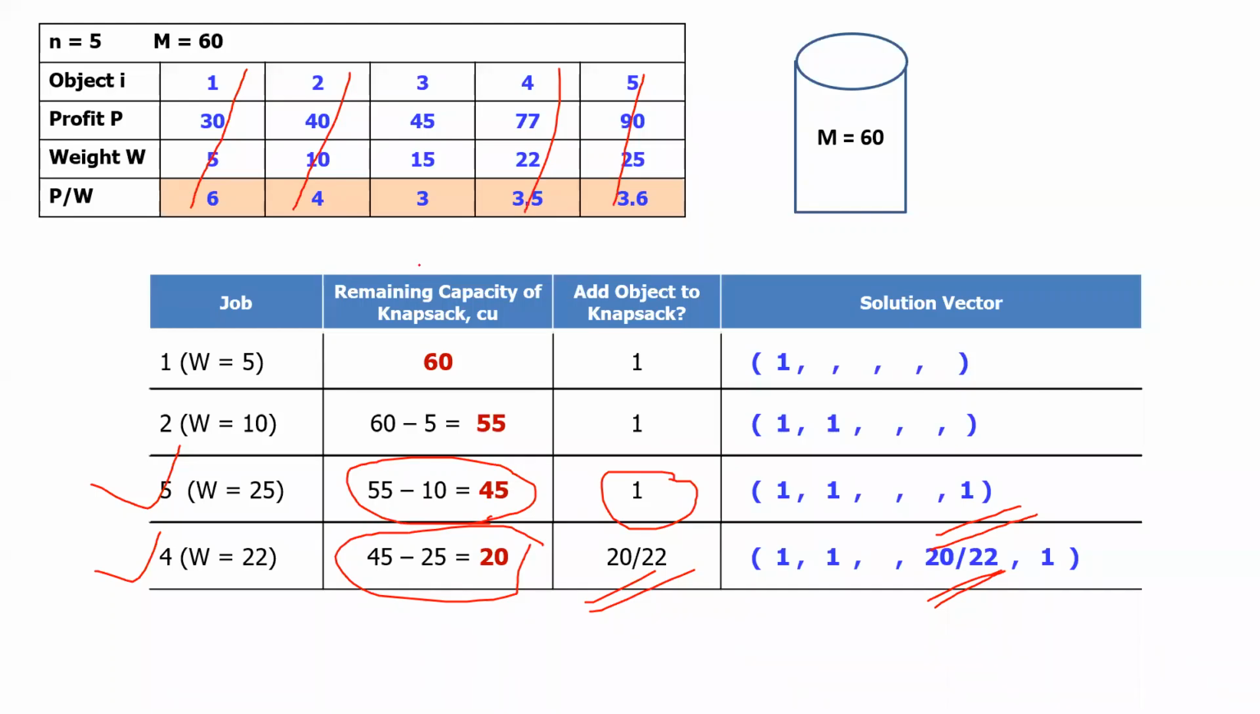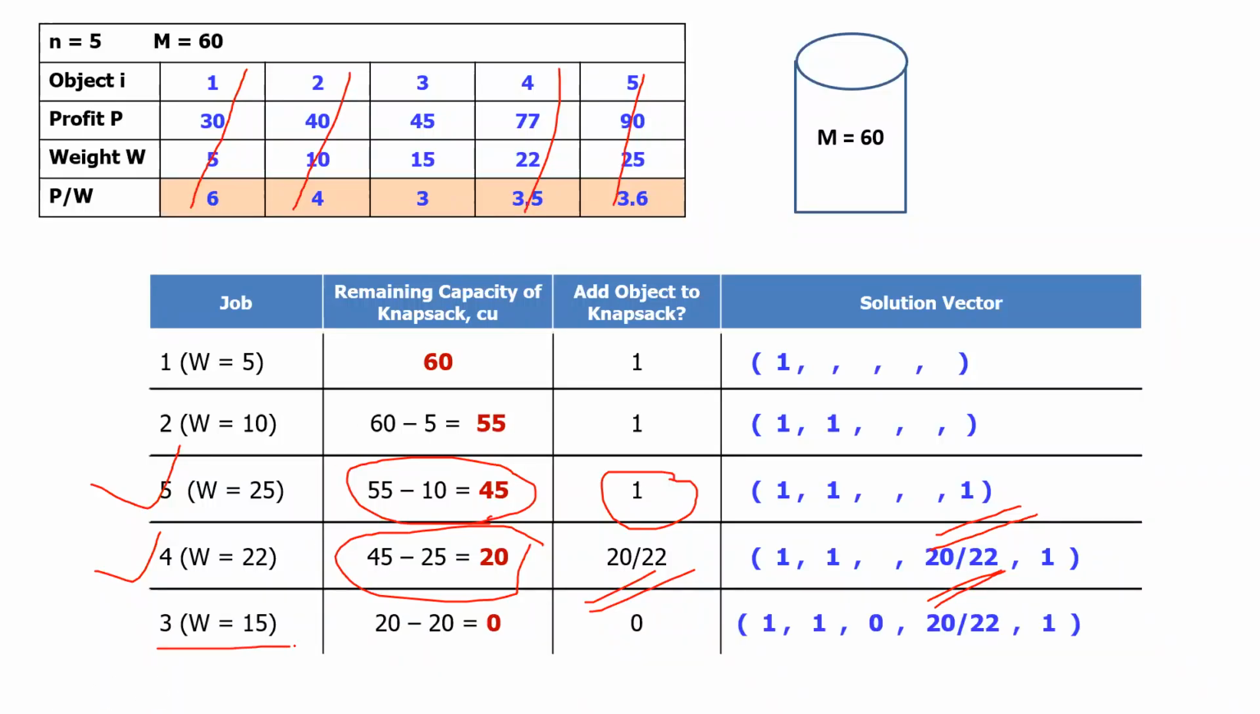Now, the only remaining item is 3. Now, the 3rd item, whose weight is 15, I cannot fill it into the bag because the bag is fully filled. All 60 kilos of items I have filled into the bag. So no empty spaces are left in the bag. So I cannot fill object 3 into the bag. So it's a 0, indicated by a 0 value in the solution vector. This is how, given a fractional knapsack problem, you solve it using the greedy approach.